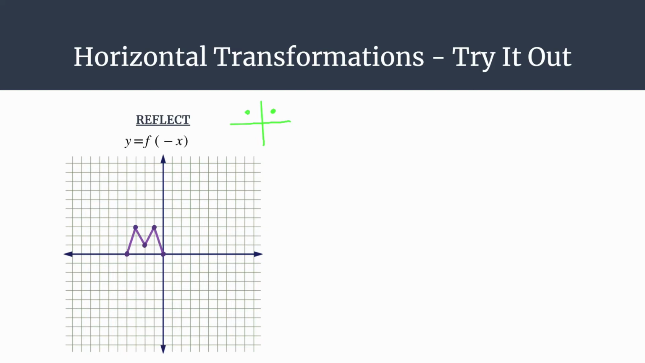Starting with our leftmost point, -4, 0 becomes 4, 0. -3, 3 becomes 3, 3. Notice our y coordinates still are not changing. These are only horizontal transformations. They only affect the x. So -2, 1 becomes 2, 1, and -1, 3 becomes 1, 3. 0, 0 is on the axis, so it stays right there. And you can sketch in your graph.